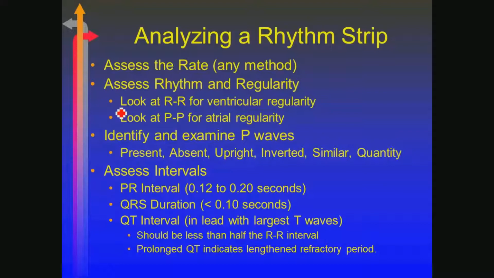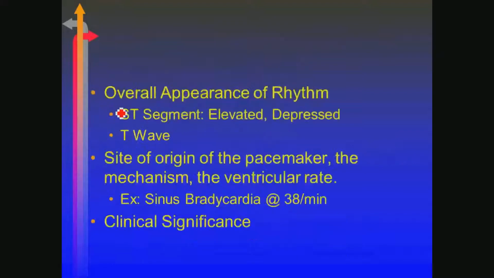We can look at the P wave. Is the P wave present? Is it absent? Is it upright? Is it inverted? Do they all look the same? Is there more than one P for every QRS? And then we look at the PR interval, we look at the QRS, and we look at the QT, and go on from there.